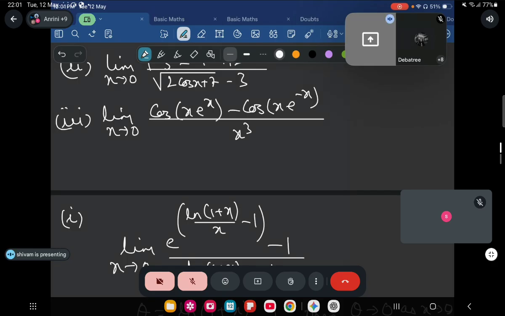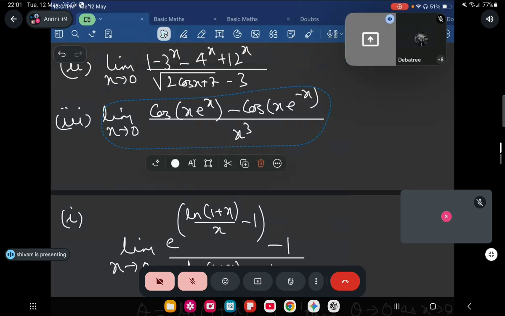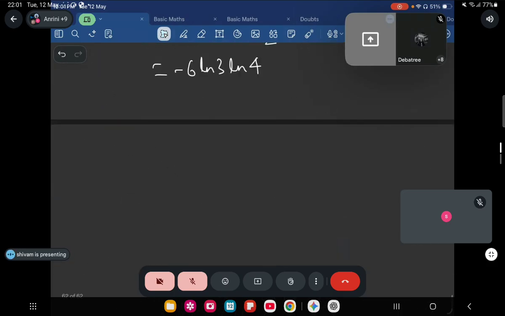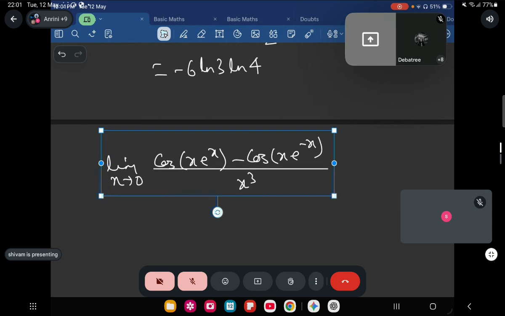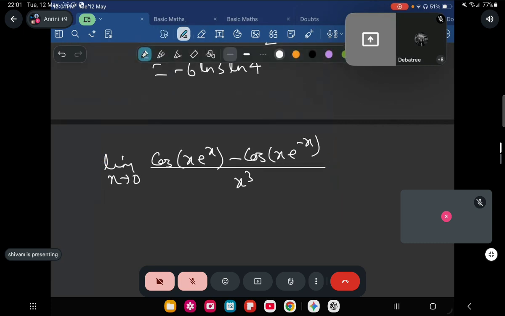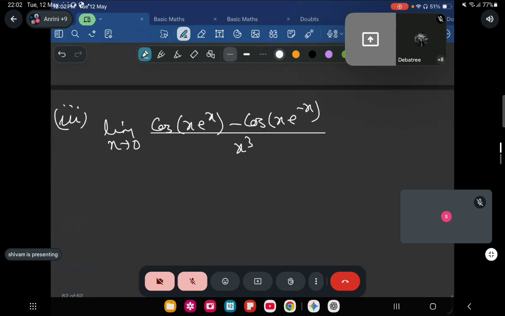Okay, everyone, let us start. So first of all, I'm going to use the cos c minus cos d formula. Anyone remembers cos c minus cos d? So this will become limit x tends to 0. Cos c minus cos d will become 2 sine of (c plus d) by 2, that is x e to the power x plus x e to the power minus x divided by 2.